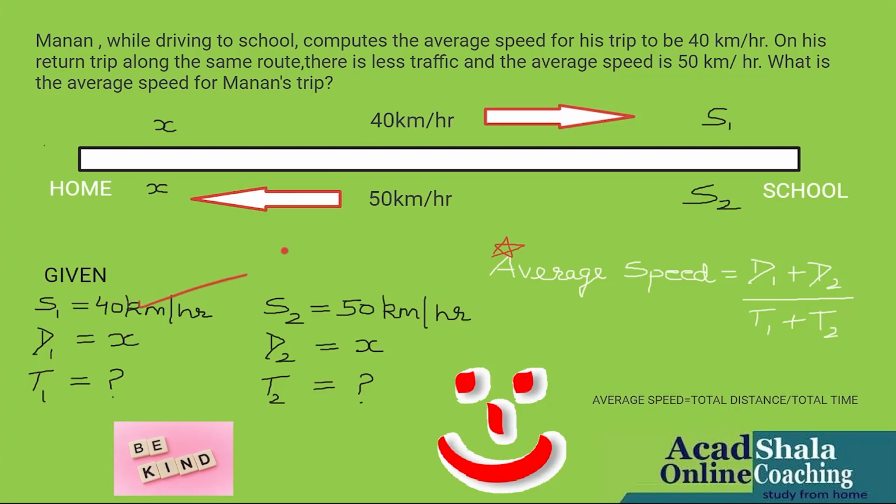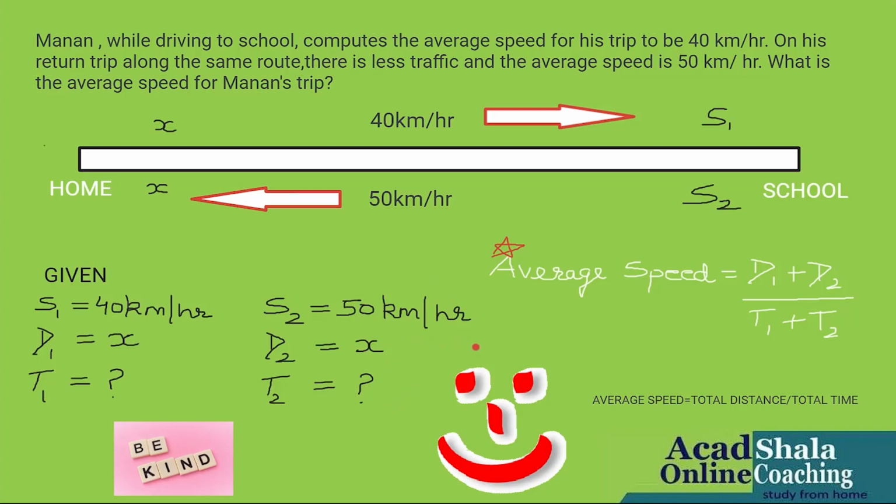S1 is 40 km per hour, right? D1, that is distance, is equal to x, written. T1, that only we have to find out. We will wait for this. Let us see for S2. Speed, that is, S2 is 50 km per hour. D2 is also again distance x, and T2 again we have to find out over here.